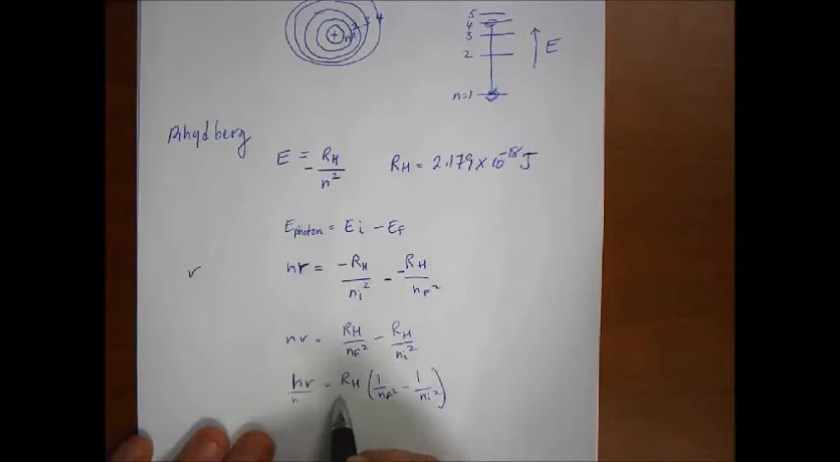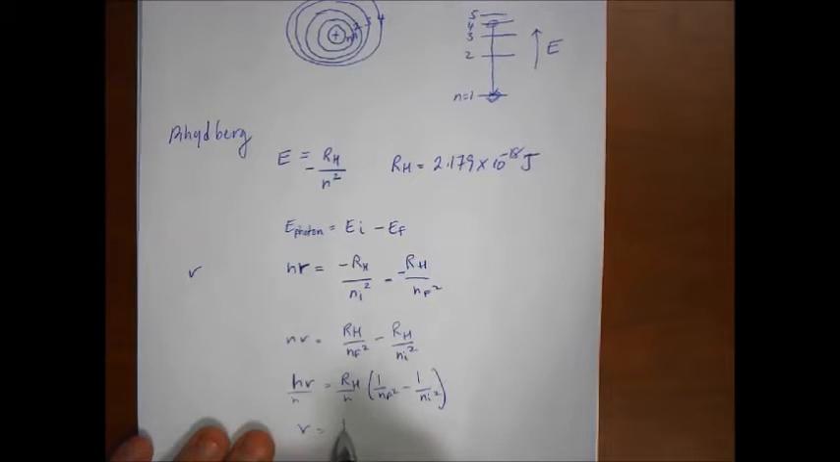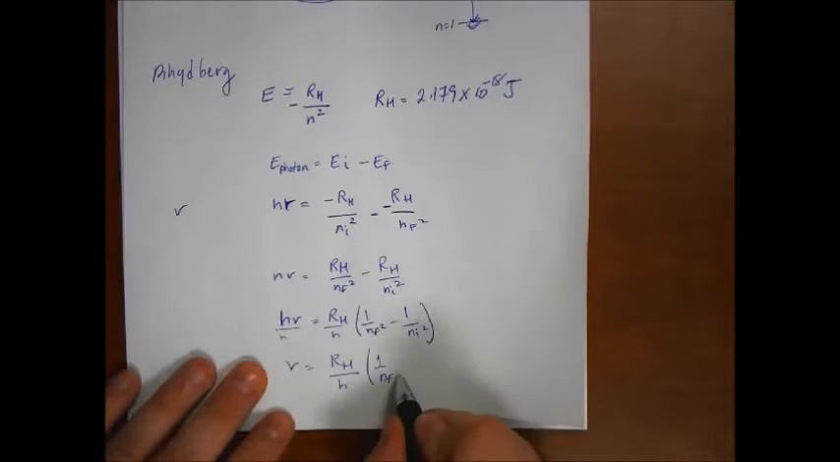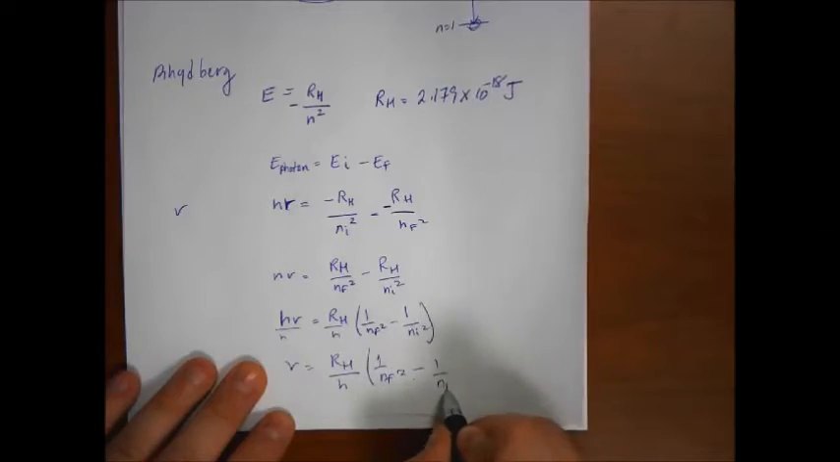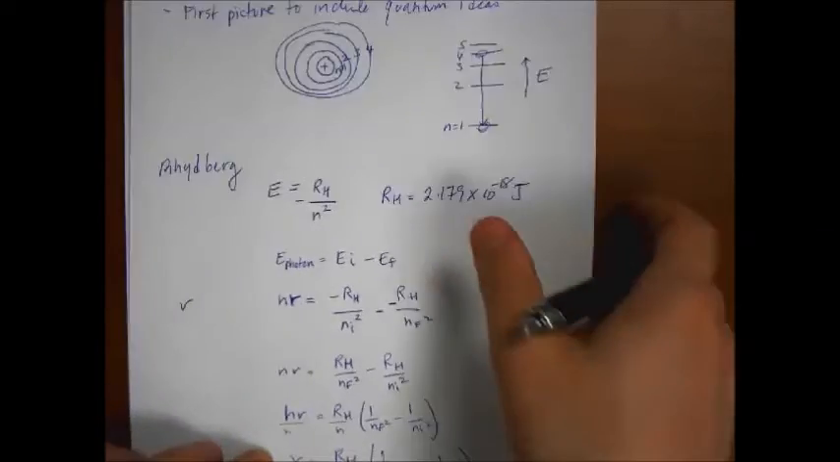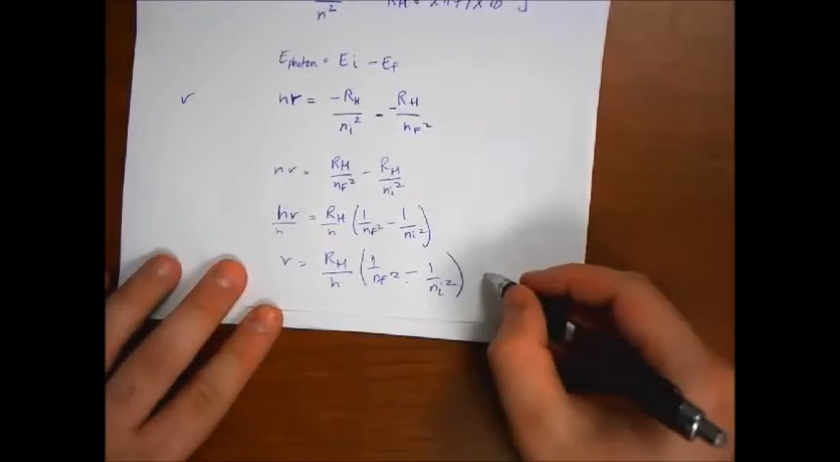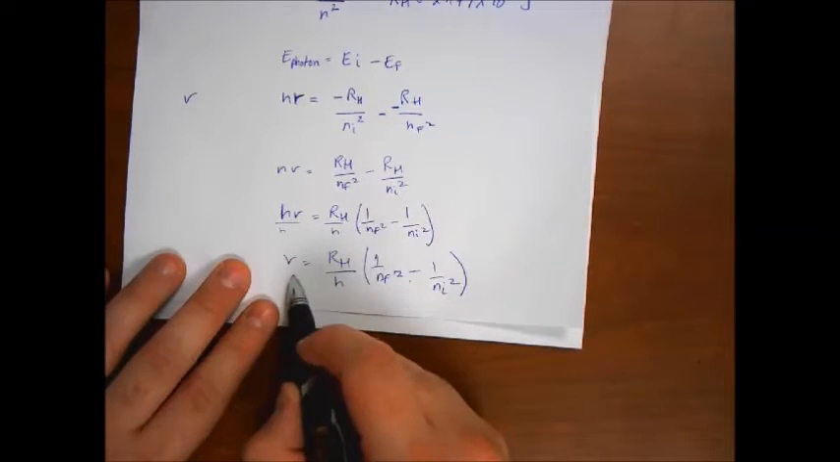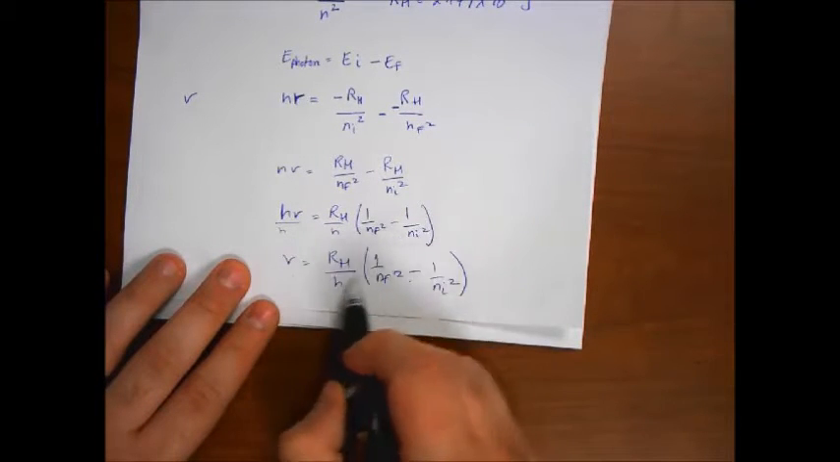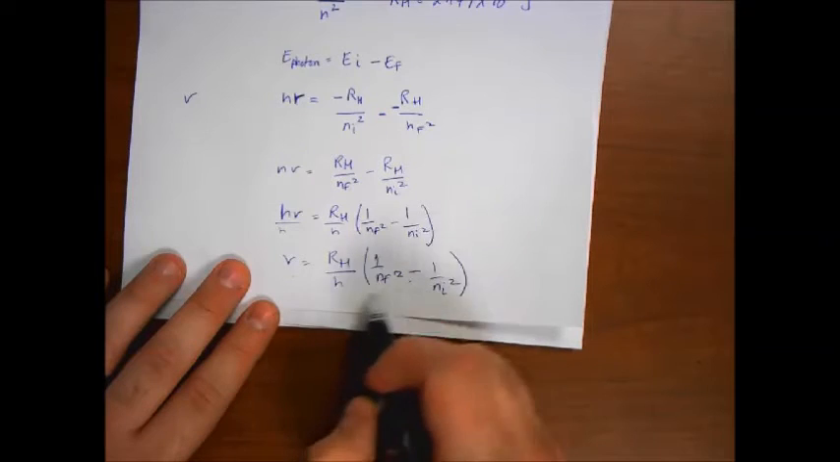Then if we divide both sides by h, we get that the frequency is equivalent to RH over h times 1 over nf squared minus 1 over ni squared. So this equation tells you what the frequency of light will be from a transition of an electron between any two of the states.